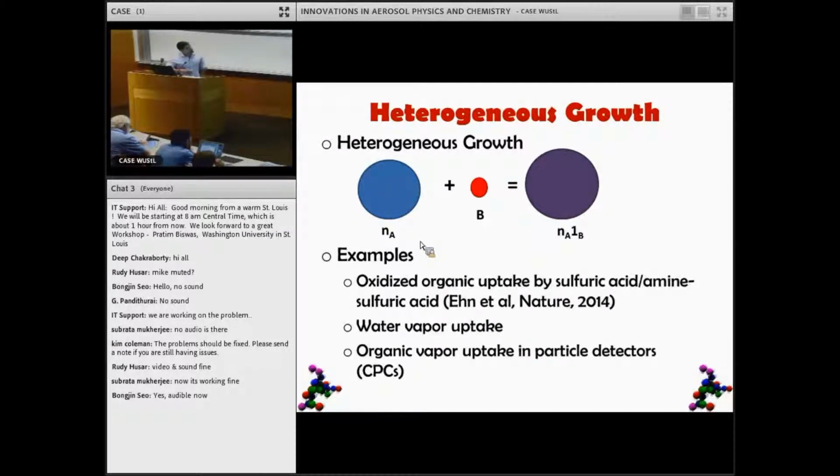Examples, these have been mentioned already: oxidized organic uptake by sulfuric acid amine clusters, water vapor molecule uptake, this would qualify as, and that's what I'll talk about here, and organic vapor uptake in particle detectors, the CPCs we design, are still really heterogeneous uptake at the earliest phases. We're not condensing onto what is the working fluid.